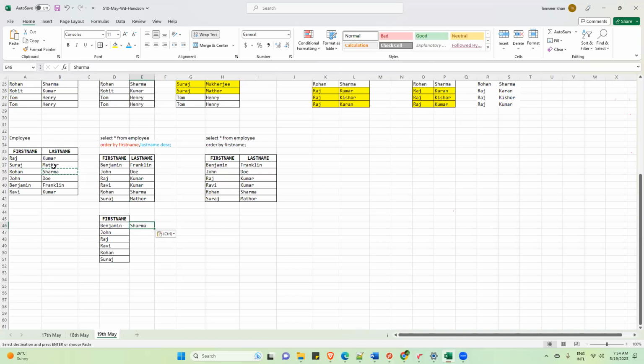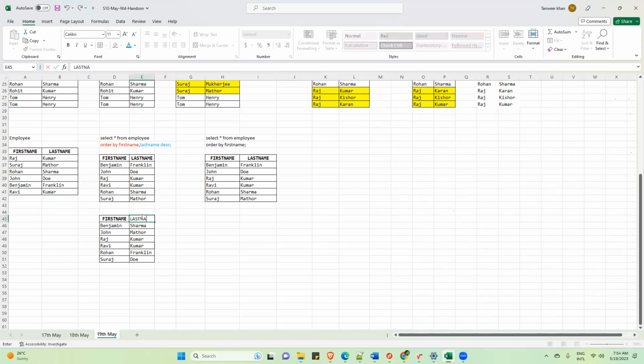Then M will come, no? Then they will keep Mathur. Then Kumar. Then Kumar, A, B, C, D, E. What have I missed here? KLMNOPQRS. Franklin. And Franklin will come, no? So they will think that, oh, this should be the output.